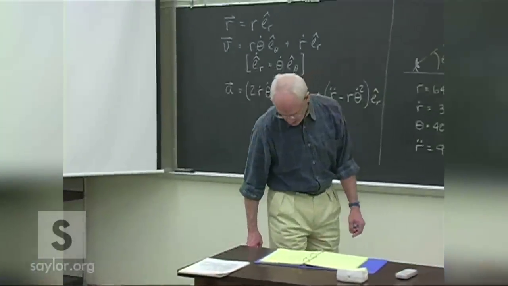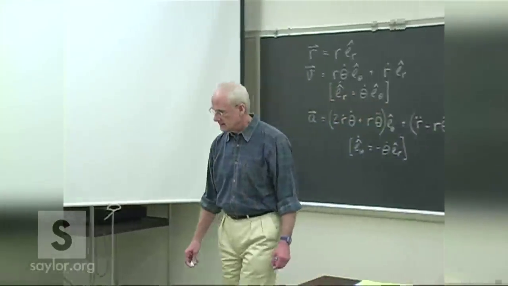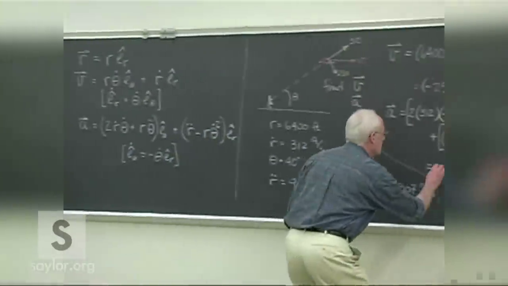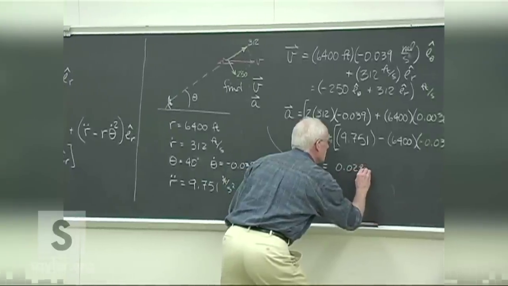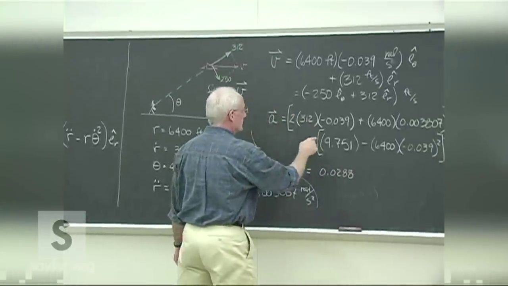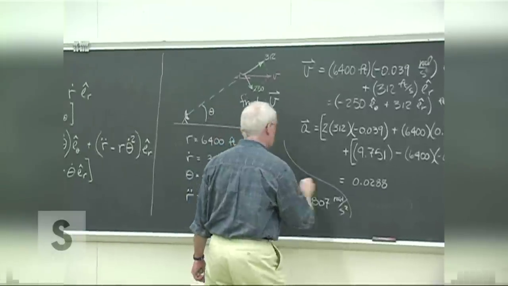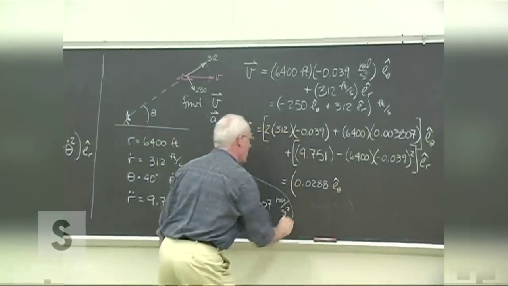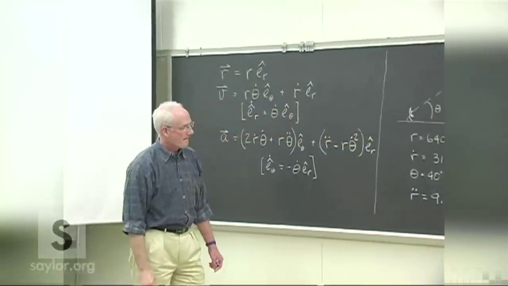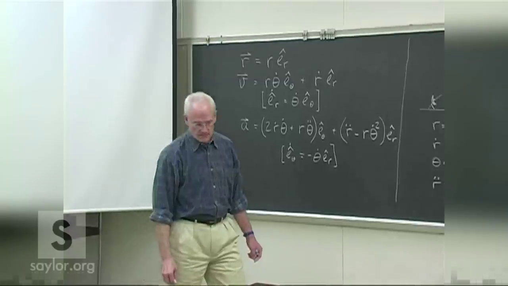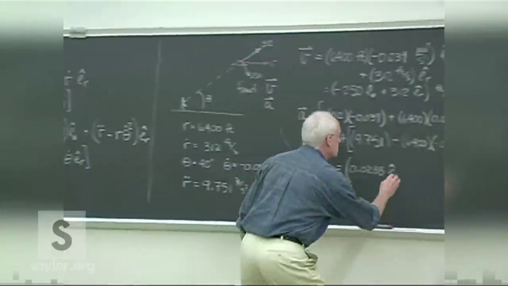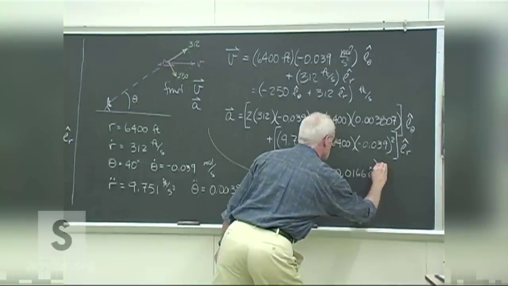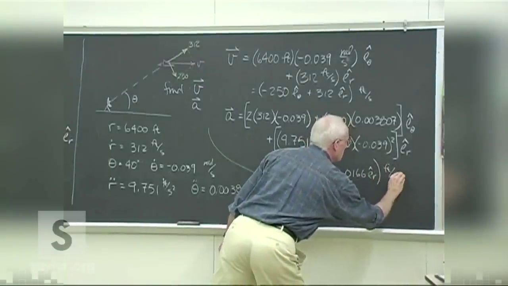First one there, John, for chance. Yeah, that's what I got. 0288. That's feet per second squared, and that's in the theta direction. And that's in the radial direction. And this is all feet per second squared.